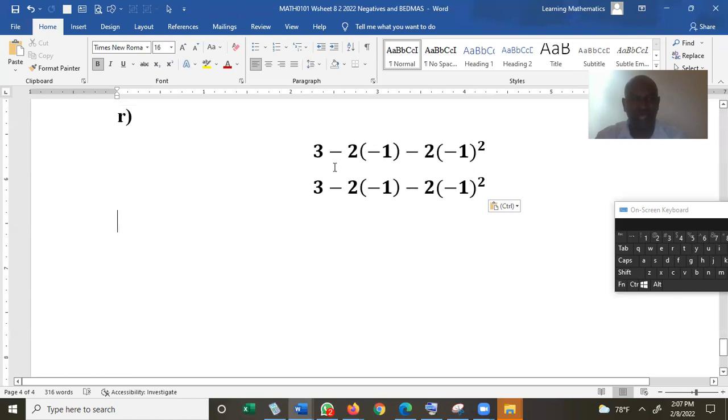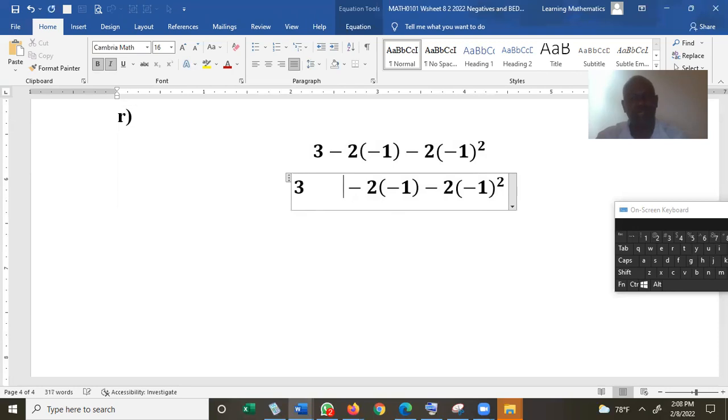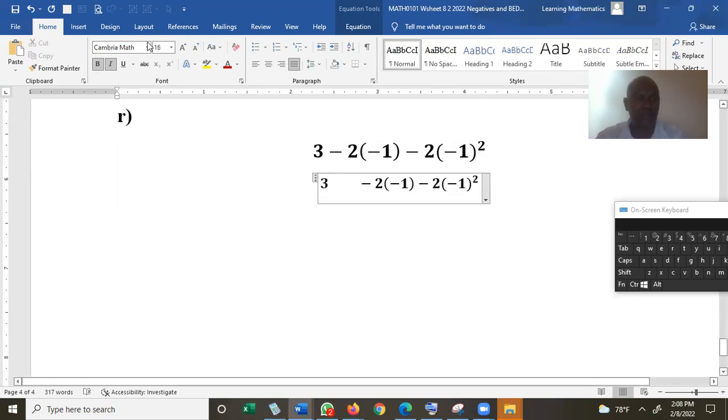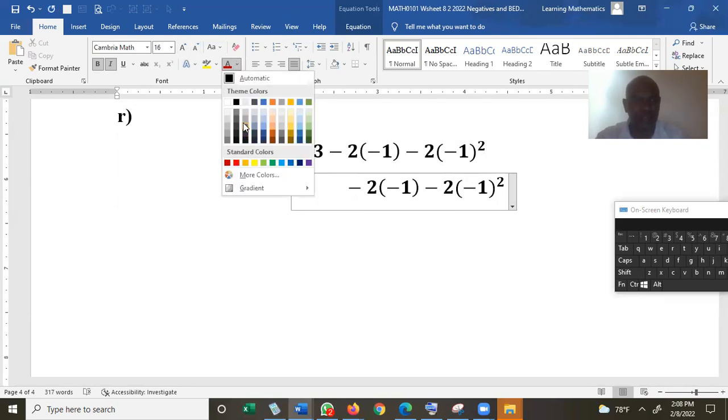So that negative sign belongs to the 2. This is a positive 3. So that's how we can separate it. There's an invisible little and. Okay, let me write it in a lighter font.